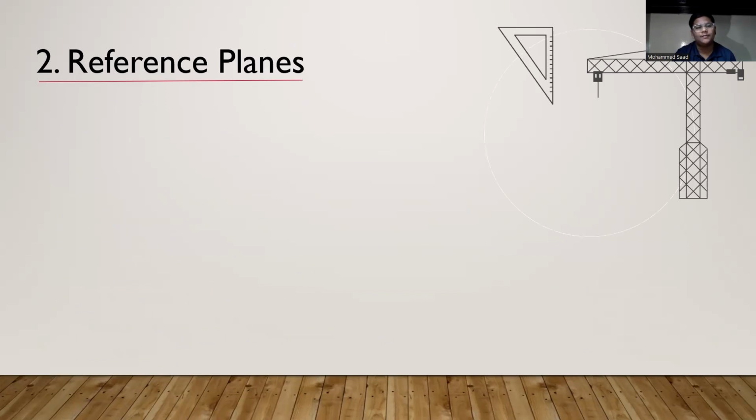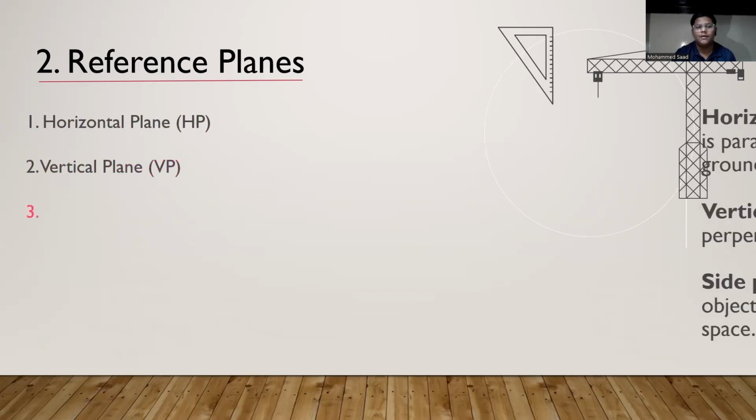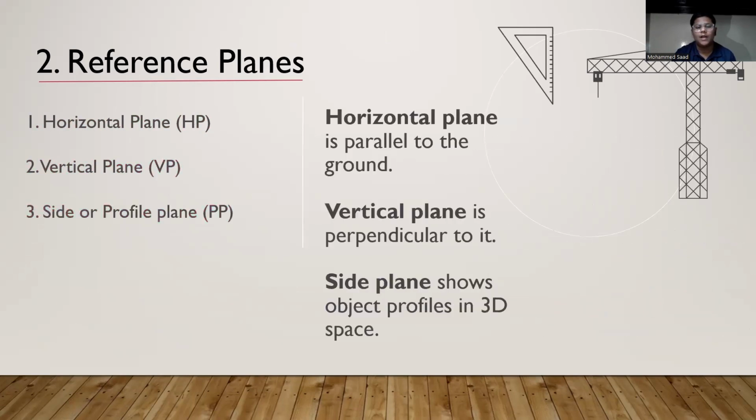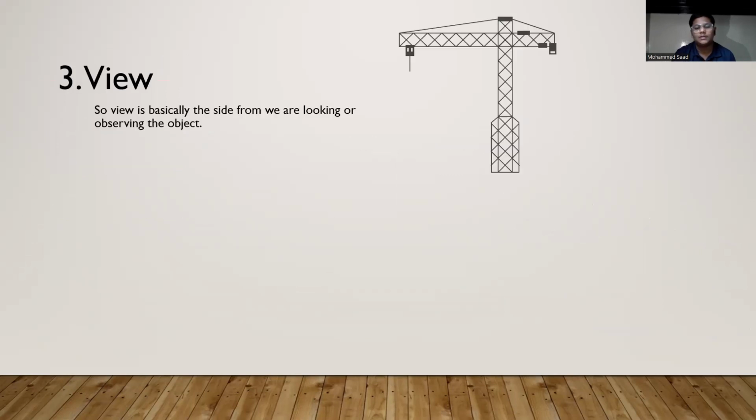Reference plane. Horizontal plane HP, vertical plane VP, side or profile plane PP. The horizontal plane is parallel to the ground. The vertical plane is perpendicular to it. The side plane shows the object's profile in 3D space.